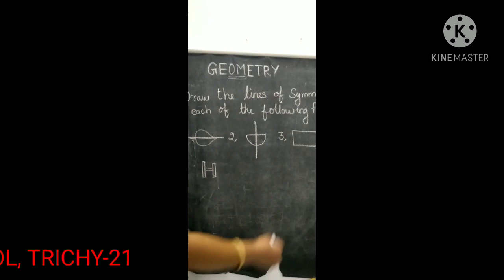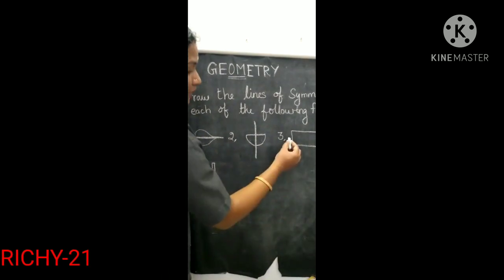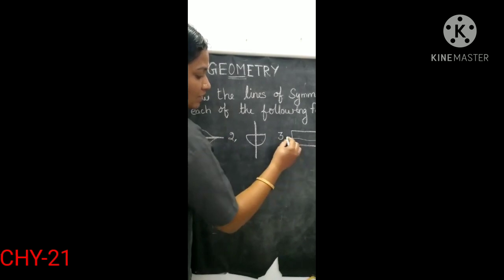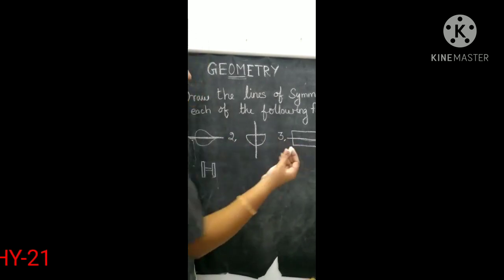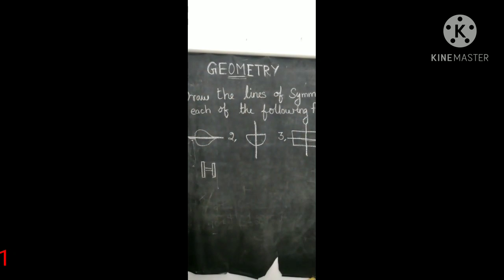Then listen, the next figure. A rectangle is given. Simply draw the symmetric line like this, or you can draw a symmetric line this side also. Both are correct.